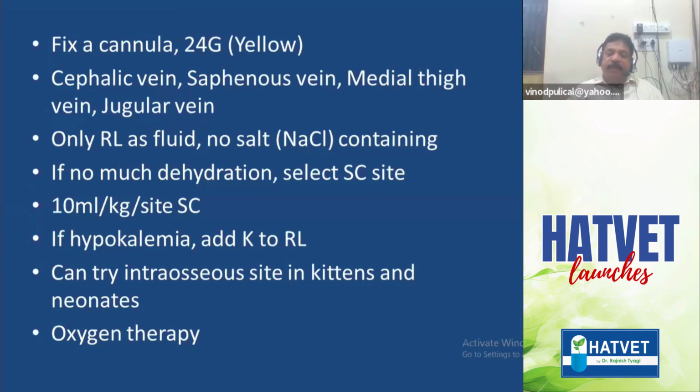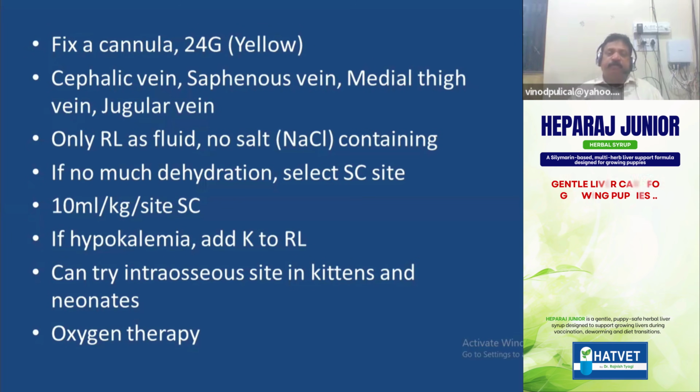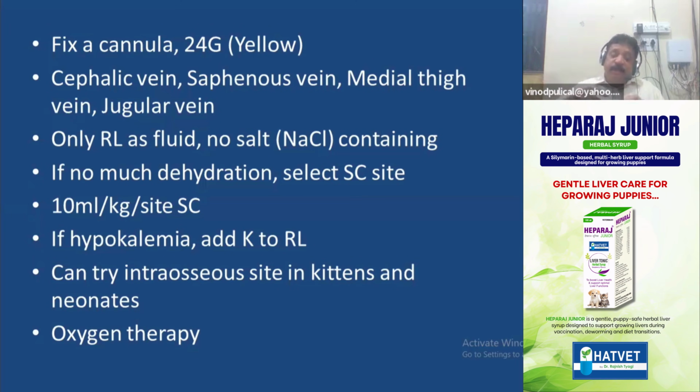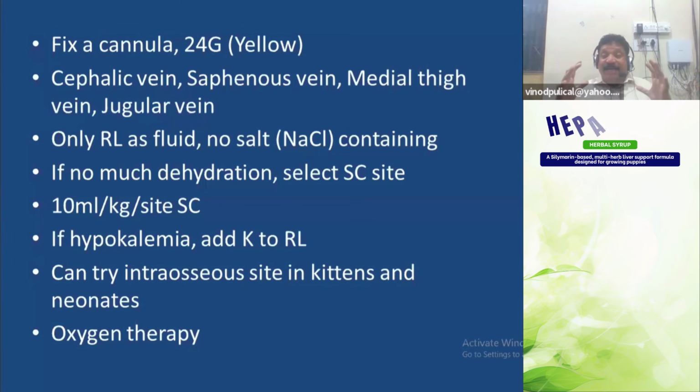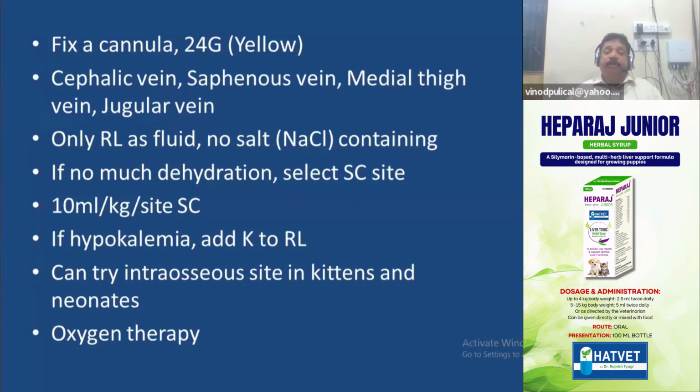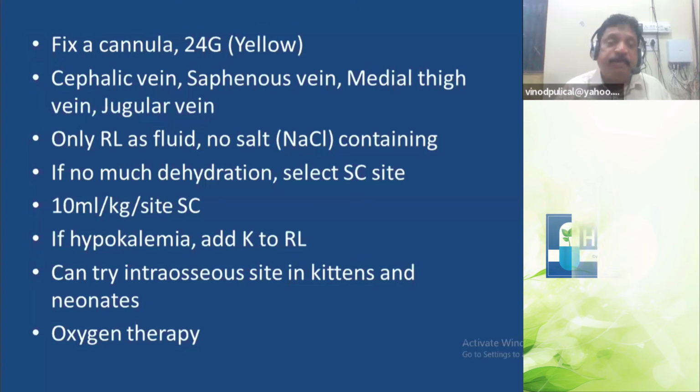And in the kittens and neonates, if there is dehydration, you can even drill the femoral trochanteric fossa, introduce the needle into the femoral marrow, and give it intraosseous. That acts as a rigid vein. And oxygen therapy also should be done in cases of anorexia if it is in shock.